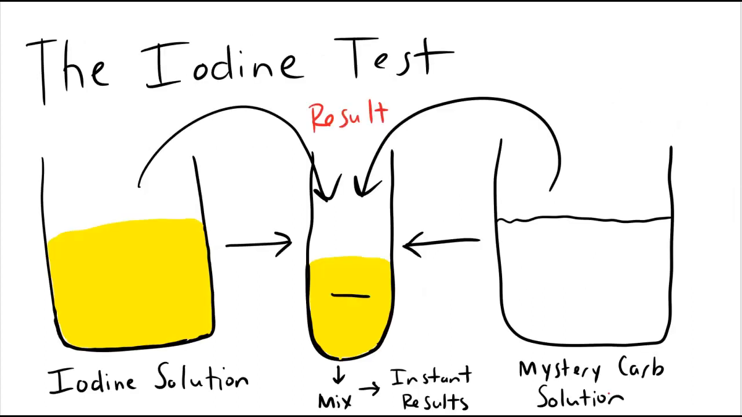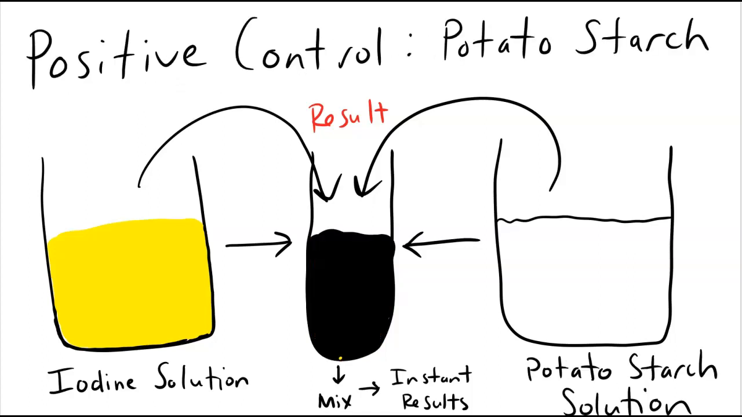A negative result on an iodine test, showing that there are not polysaccharides inside your solution, is that it would just remain yellow in coloration. An excellent positive control for an iodine test, one that we know would contain polysaccharides and thus turn black, would be potato starch. Recall from class that starches are long chains of glucose monosaccharides.